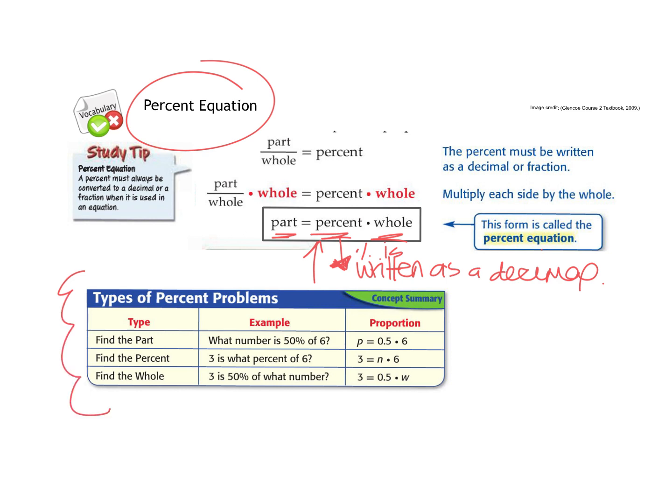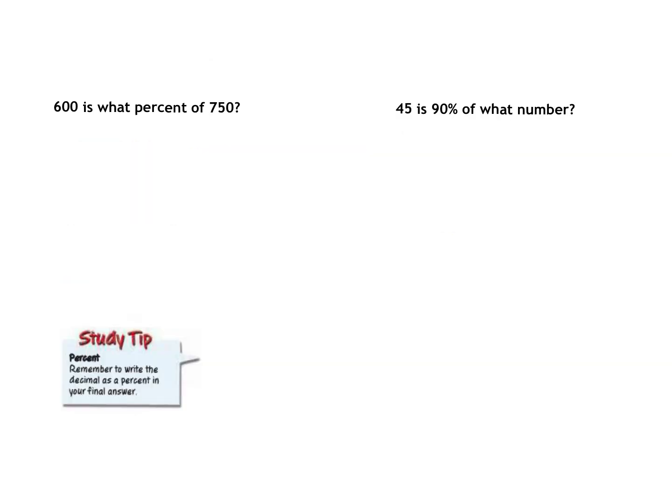Okay, here's some other problems if you want to stop and write those down for examples. Okay, so reminder, we have part equals percent times whole. Our part is the is, our whole is the of.